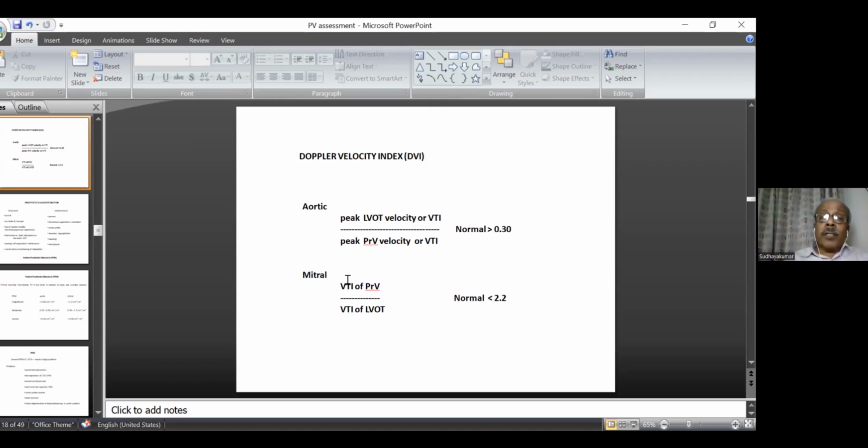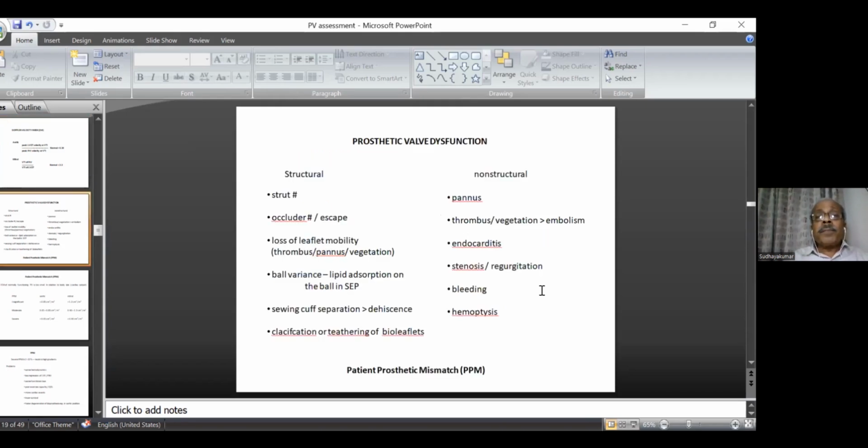You take the velocity time integral of the prosthetic valve divided by the velocity time integral of the LVOT. So as the obstruction to the prosthetic valve increases, this value goes up. So the value will become more. Normally, it should be on the lower side, less than 2.2. This is one thing which we are not discussing commonly, so the postgraduate should take a note of this.